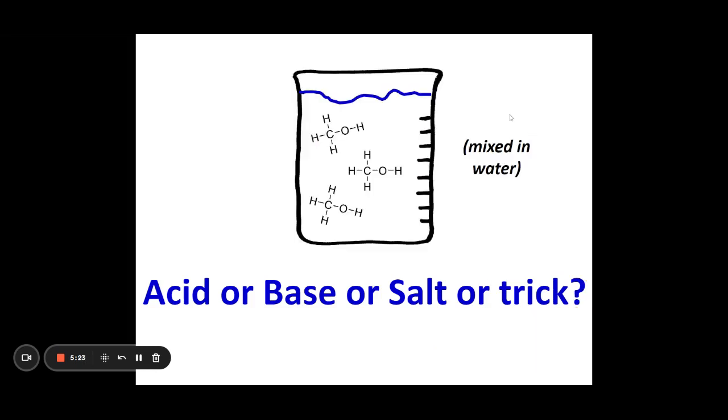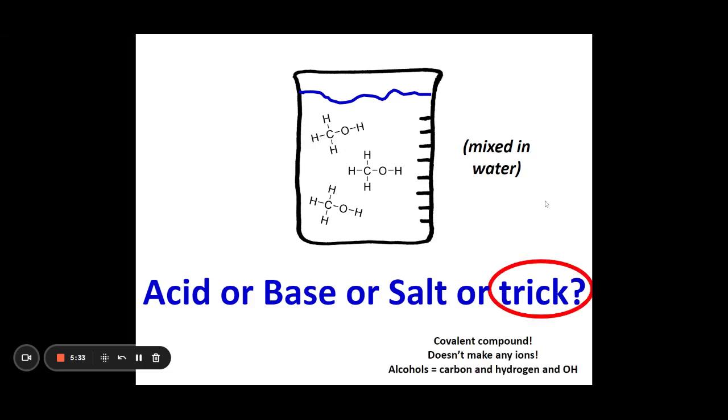Okay, we got these molecules mixed in water, CH3OH. Oh, we've seen this one before. CH3OH floating around in water is a trick. It is a covalent compound. It is an alcohol. Notice it has not broken up into any ions. Okay, so CH3OH, they're always going to try to trick you because it looks kind of like a base, but it's not a base.